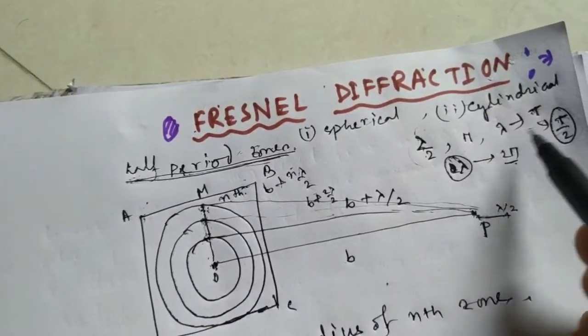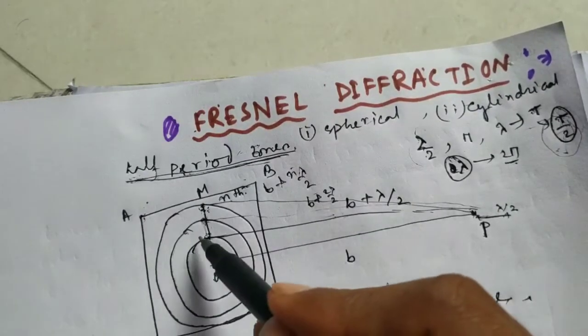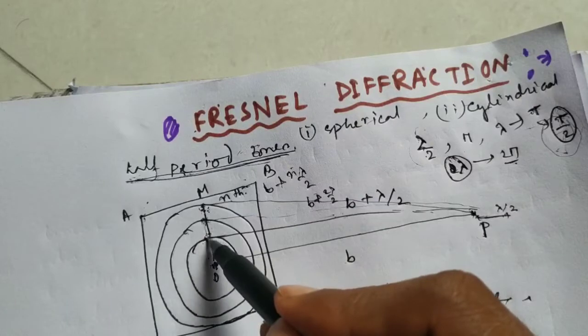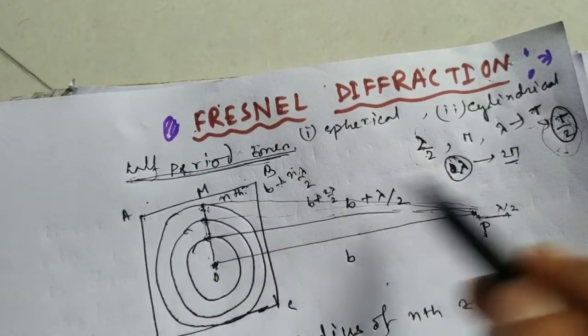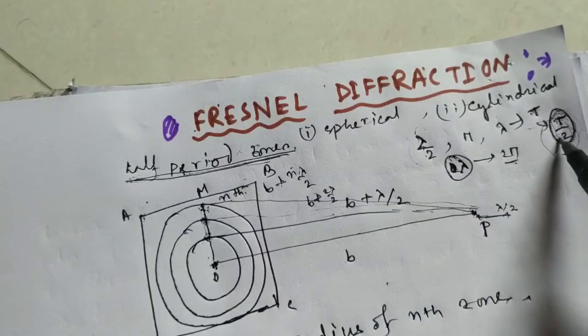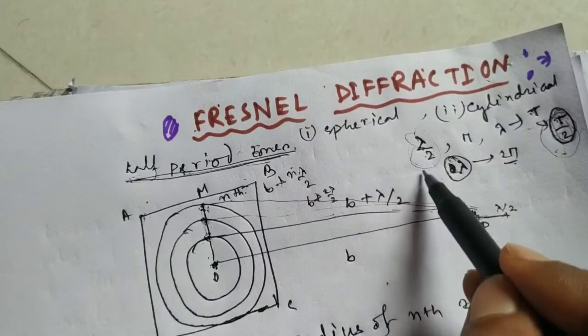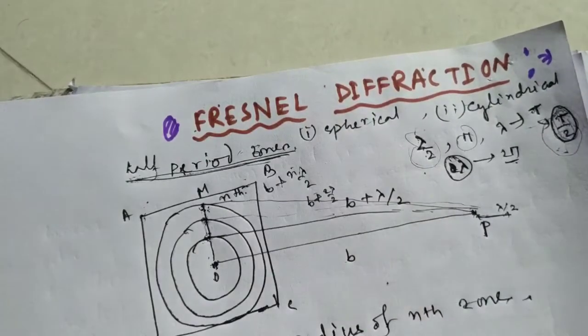Because the difference between the time periods of the two zones is T by 2, and their path difference is lambda by 2, and the phase difference is pi.